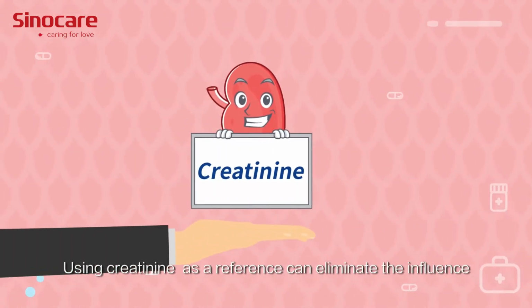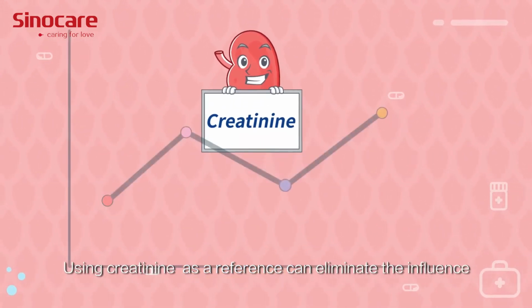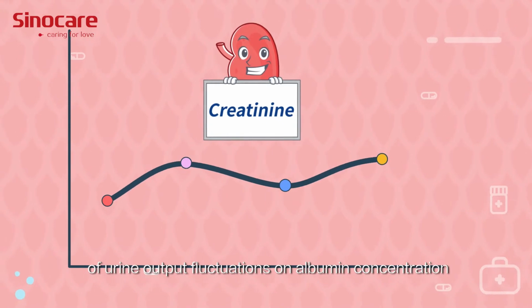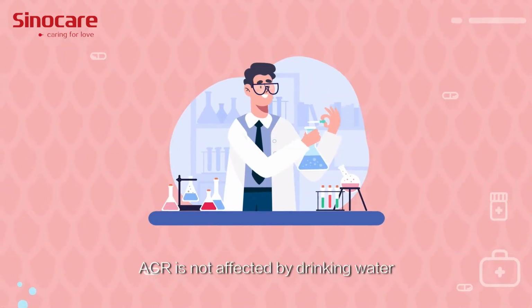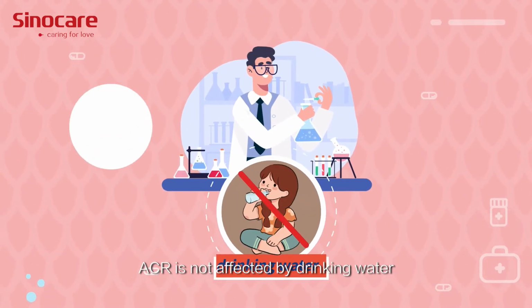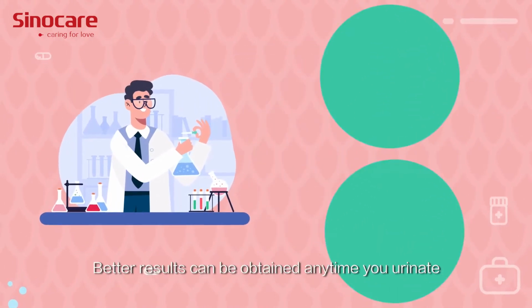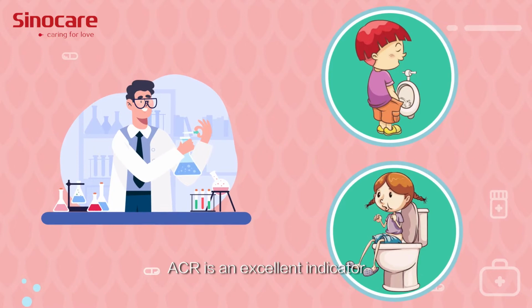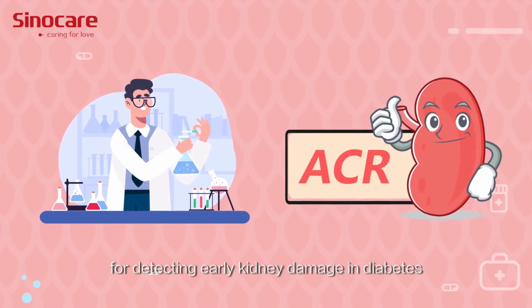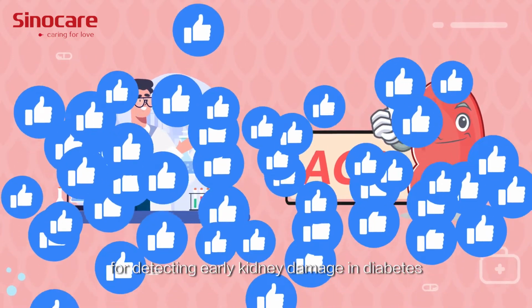Using creatinine as a reference can eliminate the influence of urine output fluctuations on albumin concentration. ACR is not affected by drinking water, diuretic drugs, exercise, etc. Better results can be obtained anytime you urinate. ACR is an excellent indicator for detecting early kidney damage in diabetes.